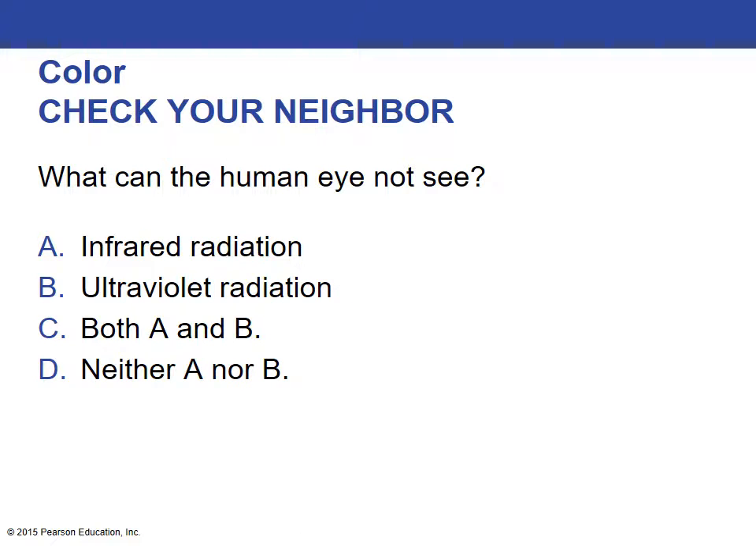Let's do a review question. What color can the human eye not see, or what frequencies can the human eye not see? Can we not see infrared radiation, ultraviolet radiation, both of these, or neither of these? The answer is both. We cannot see infrared radiation and we cannot see ultraviolet radiation.